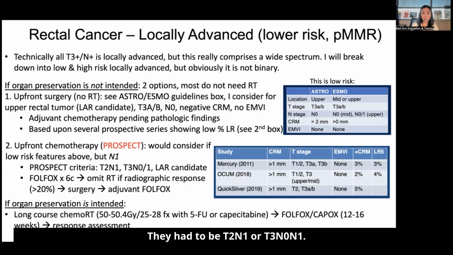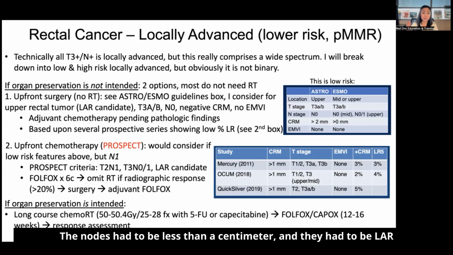It's important to know what the PROSPECT criteria are. They had to be T2N1 or T3N0N1. The nodes had to be less than a centimeter, and they had to be LAR candidates.